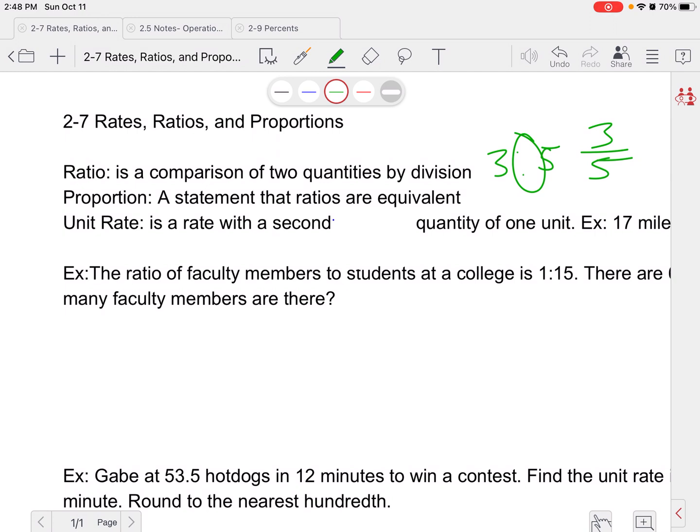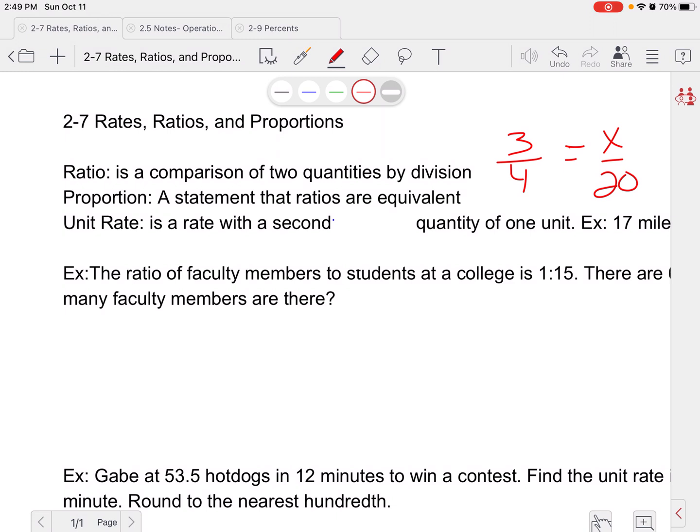A proportion is a statement that ratios are equivalent. So a proportion would be saying two fractions are equal to each other. So like 3/4 equals x over 20. Two fractions equal to each other, and we can solve for x in that case. Or maybe we could say 3/4 is equal to 15/20, right?